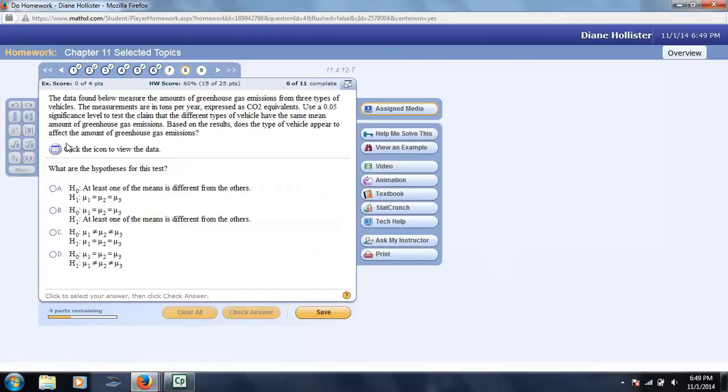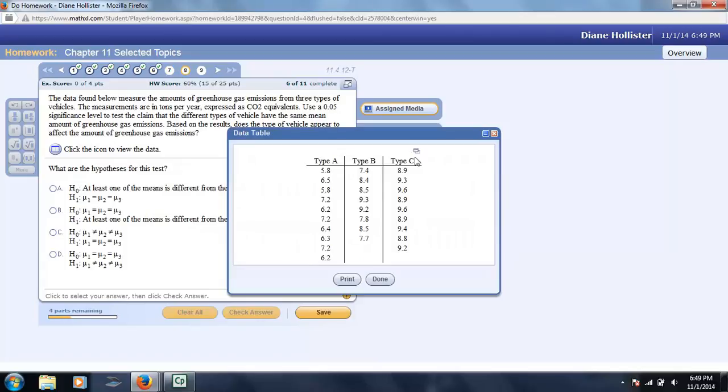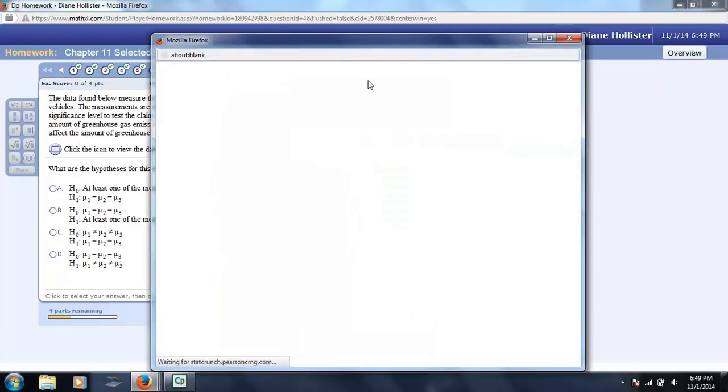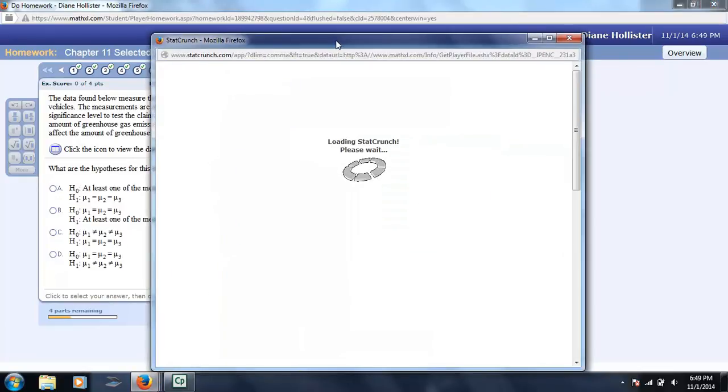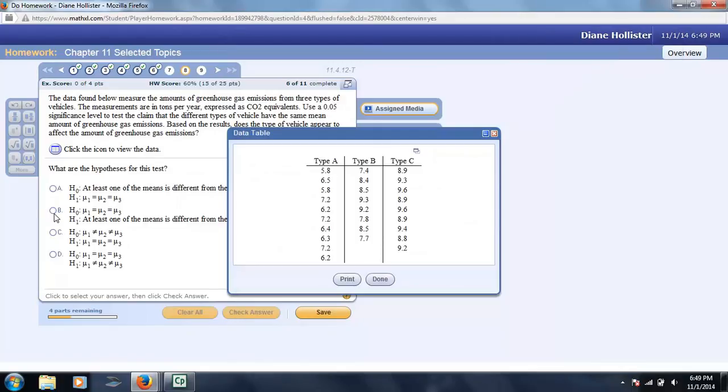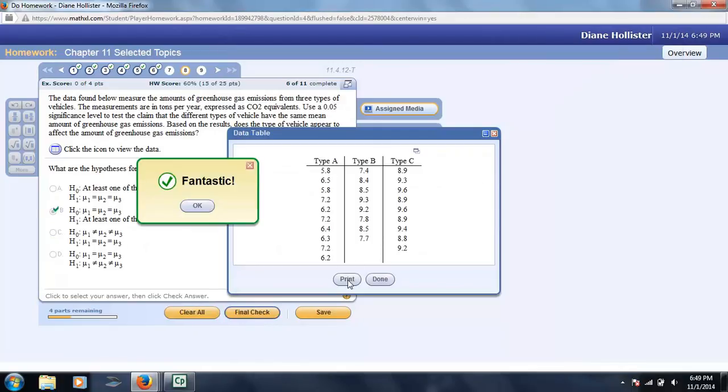Here's our data. In number 8, we are asked to compare the 3 types of cars for greenhouse gas emissions, and we're testing to see if they all have the same average amount of greenhouse gas emissions. So we're going to copy that right into StatCrunch. Now again, remember the null hypothesis is that they're all the same, and the alternative is at least one is different, so we could go ahead and check that if we wanted to.